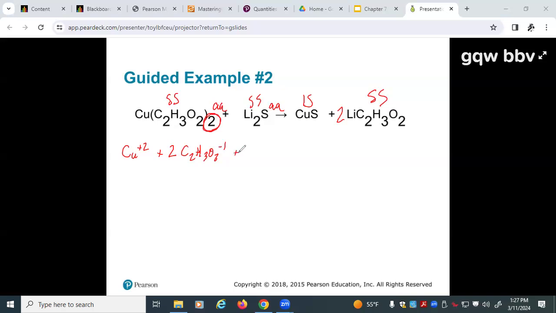For the lithium sulfide, lithium ion and sulfide ion are the 2 ions. The 2 in the lithium tells us that there are 2 lithium ions there.